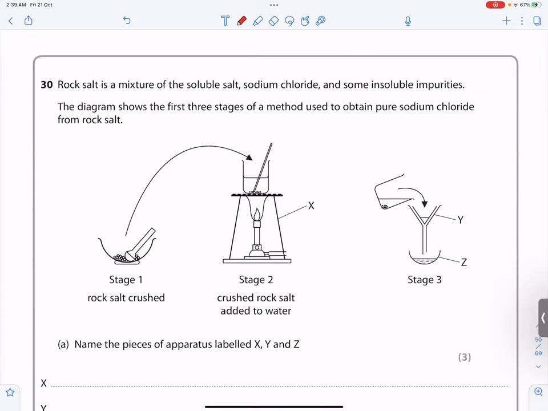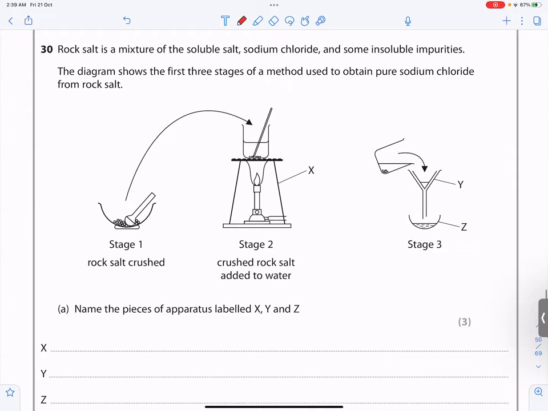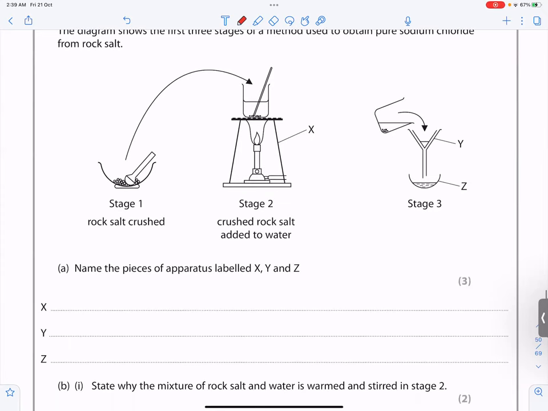Question 30. Rock salt is a mixture of soluble salt, sodium chloride, and some insoluble impurities. The diagram shows the first three stages of a method used to obtain pure sodium chloride from rock salt. Name the piece of apparatus labeled X. X is the tripod. Y is the filter funnel. Z is the evaporating basin.